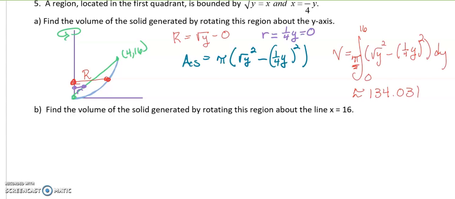As you can see, I have completed the problem, and you can see in red I have big R, and in purple I have little r. I have my cross-section set up, and I have my integral.